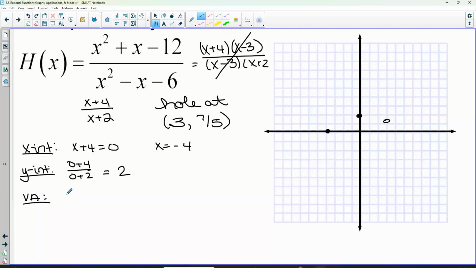Vertical is when the bottom of the fraction equals 0. So that gives us negative 2. And that is a line, so you have to have x equals there.